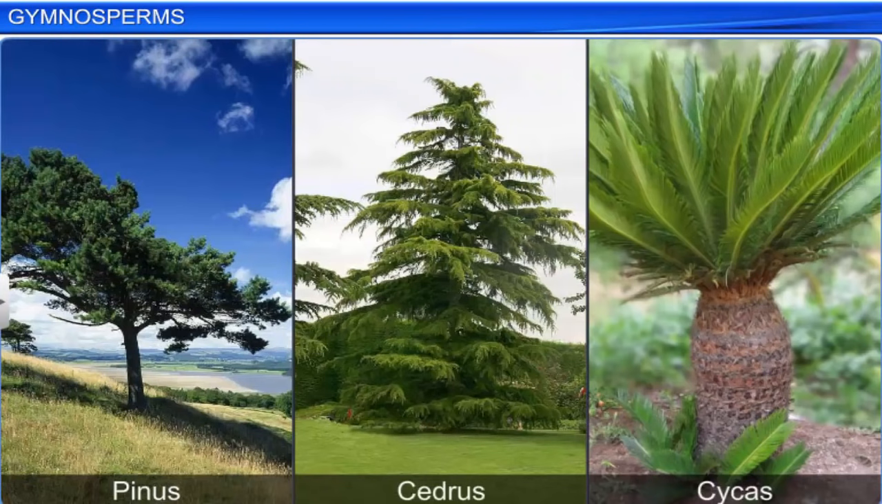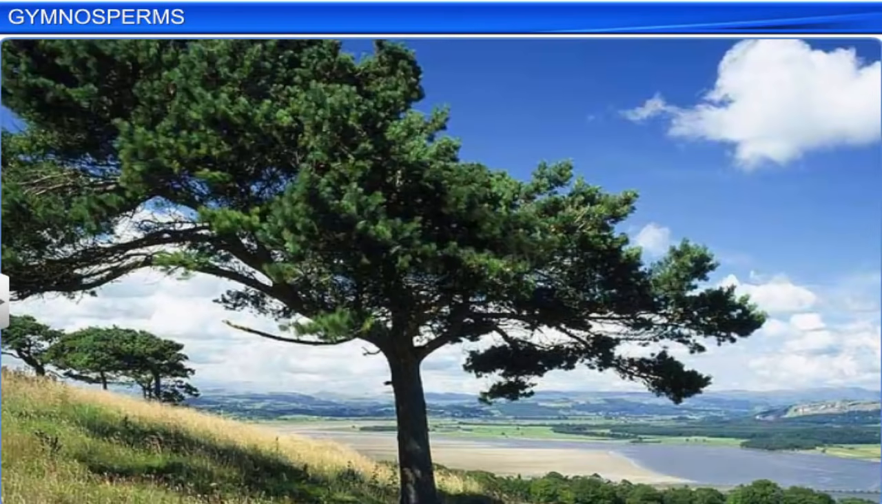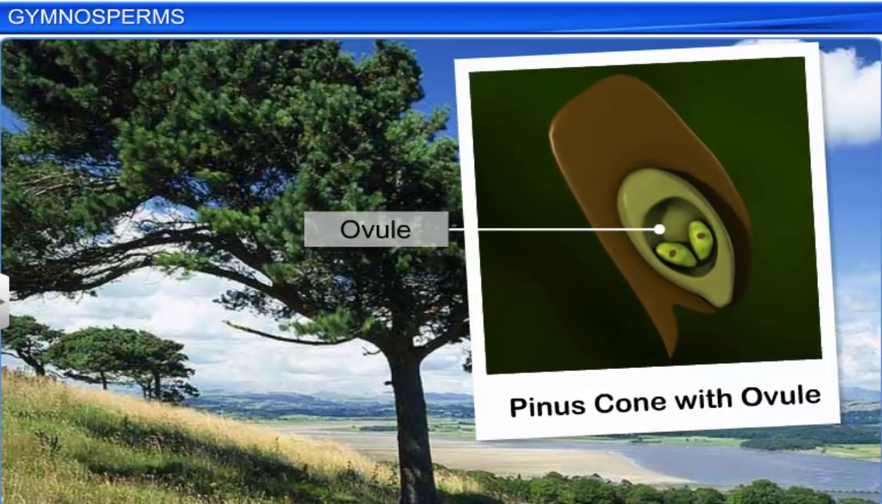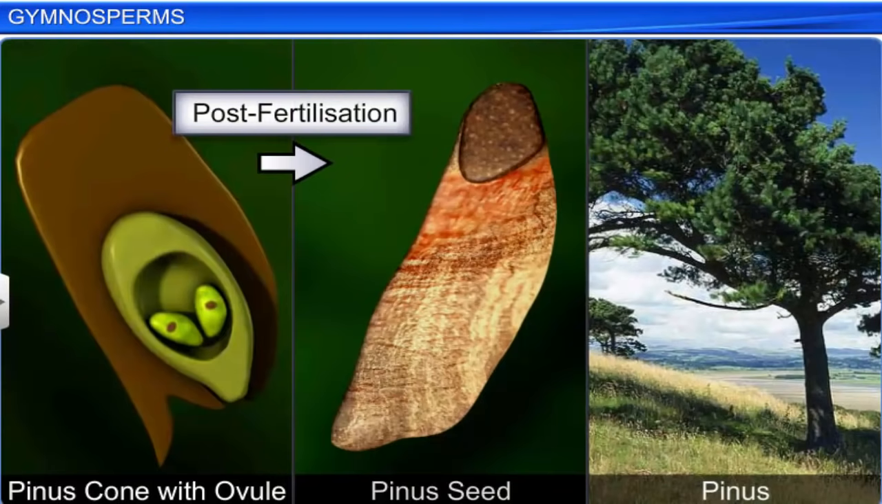It is common to find trees such as Pinus, Cedrus and Cycas growing in the cooler regions of India. All of them are Gymnosperms, a group of plants in which the ovules are not enclosed by an ovary wall and remain exposed or naked before fertilization as well as post-fertilization when they develop into seeds. These seeds germinate to give rise to new plants.